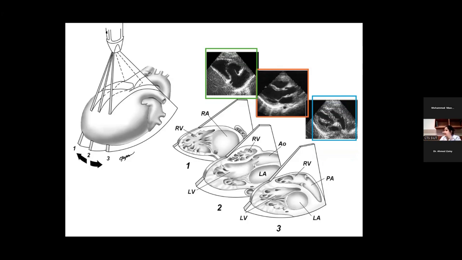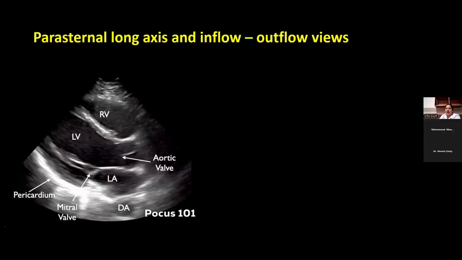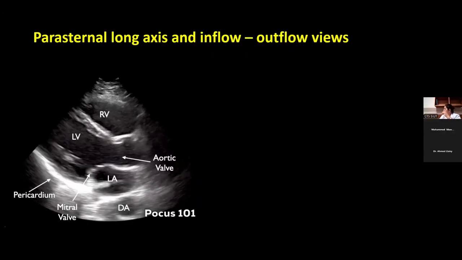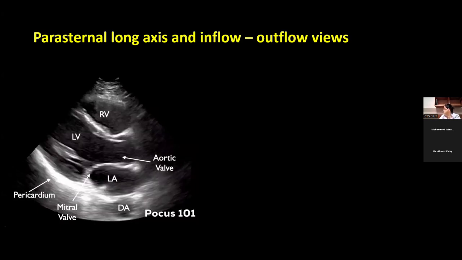So through the parasternal long axis, not only can you visualize these structures, but by modifying the view, you can see the other structures as well. So when you just put the probe and you make the image, how does it look like?